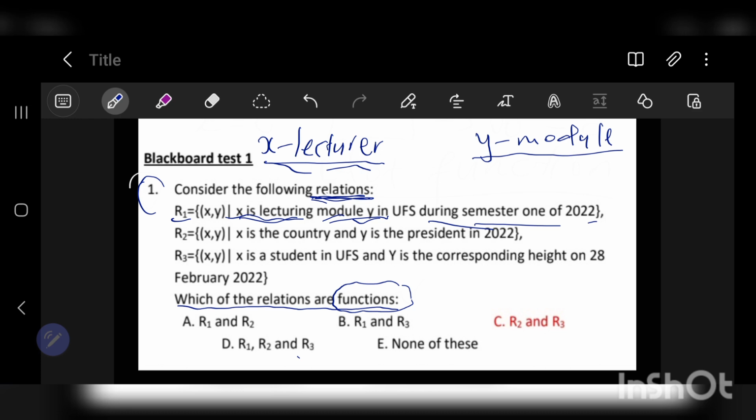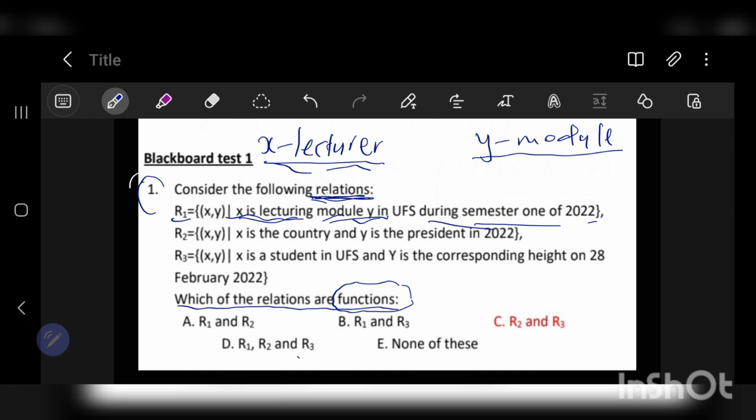Definitely not. This is not a function. This relation is not a function. The relation between the lecturer and the module is not a function, because one lecturer, which is one input, can lecture multiple modules.